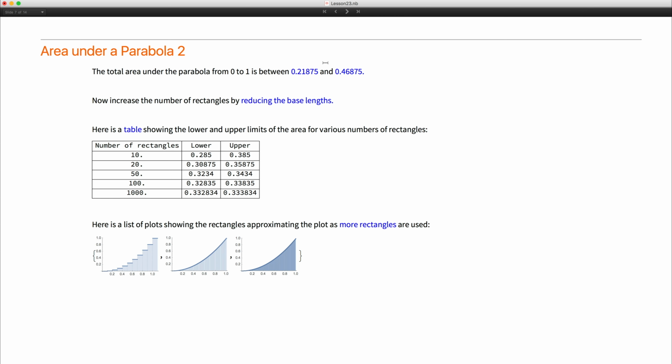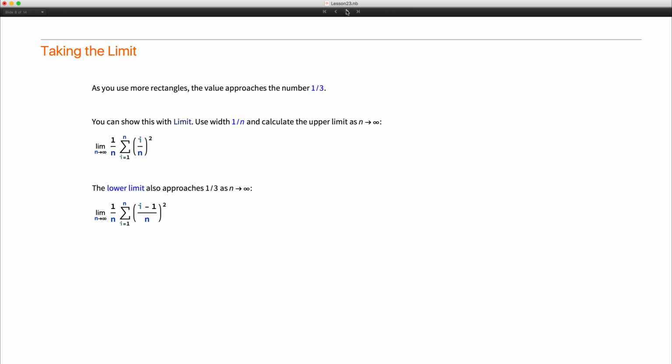So what happens as you increase the number of rectangles? You see here that as you have a larger and larger number of rectangles, the lower and the upper estimates become closer and closer, and they are almost identical eventually. The plots show what's happening: as you have a larger number of rectangles, you get a better and better approximation to the area, and finally it looks like you actually get the area. But that only happens when you take a limit. The area will approach 1/3, but that will only happen if you actually take a limit.